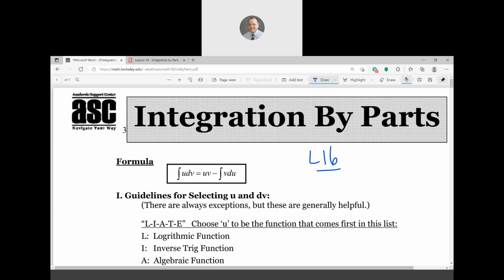Now, what if you cannot do any of those methods? Well, that leads us to today's method called integration by parts. And here's the specific formula. Basically, if you have a product of two kind of unrelated functions, then you use integration by parts. So here's the formula.